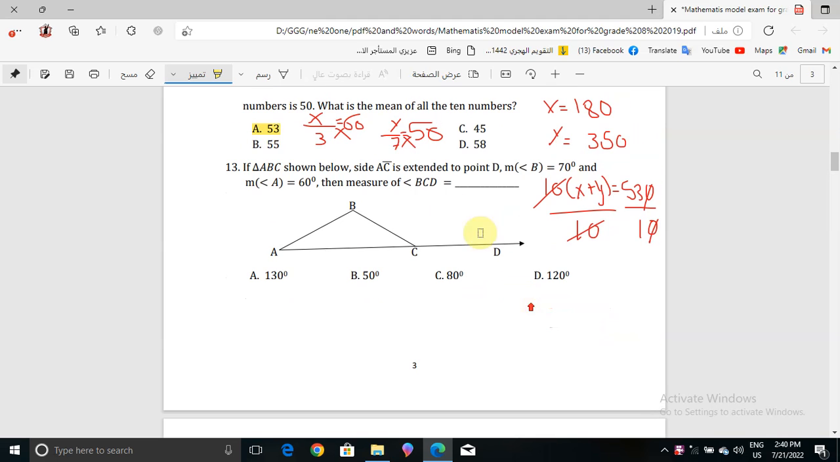Okay, now in question number 13, what we have: triangle ABC shown below, side AC is extended to point D. The measure of angle B is equal to 70 and the measure of angle A is equal to 60. The measure of angle BCD is equal to what? Here B, C, D. Okay, so here it will be 70 degrees plus 60 degrees, which is equal to 130 degrees, the correct answer for question number 13.